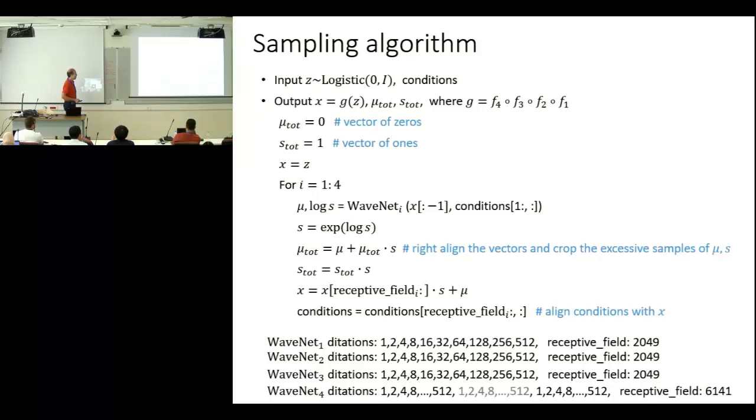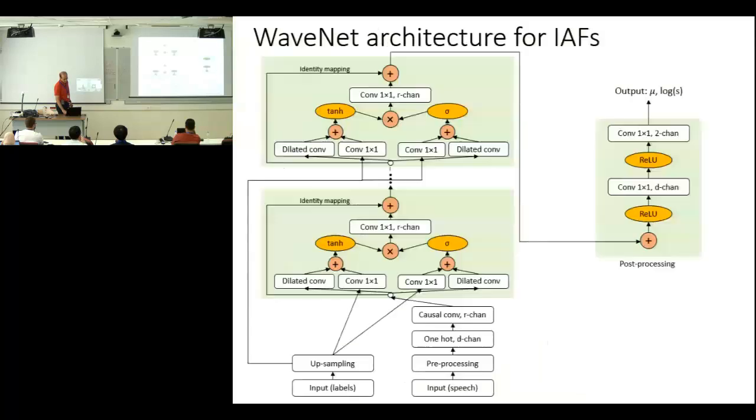In the paper of parallel WaveNet, they use dilations, where the receptive field is this one, because the filter width is 3. So they use 4 layers of WaveNet to construct the function f that maps from the samples of noise to the random samples that are very close to speech.